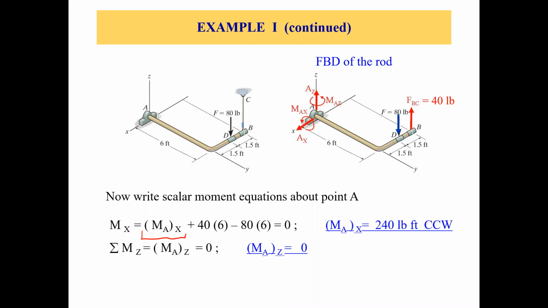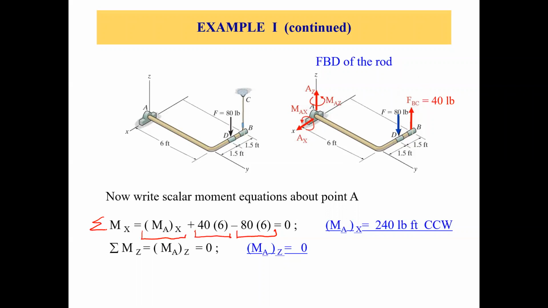So F and FBC are creating a moment, right? So this guy, FBC times 6 feet, because 6 feet is the distance between FBC and x-axis. And then we have a negative 80 times 6, because this 80 pounds is creating clockwise moments, so it's negative. And again, 6 feet is the moment arm for this 80 pounds force with respect to the x-axis, right? So that's the equation for sigma moments around x-axis.